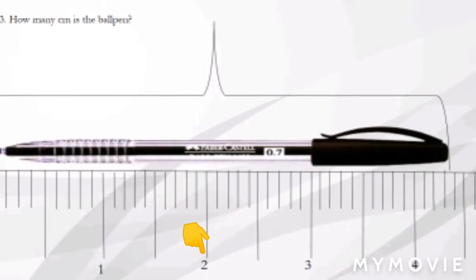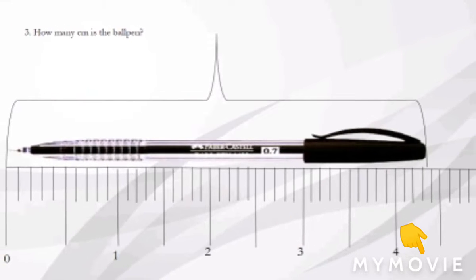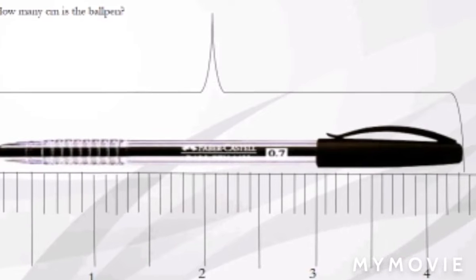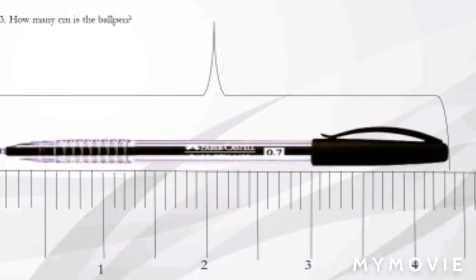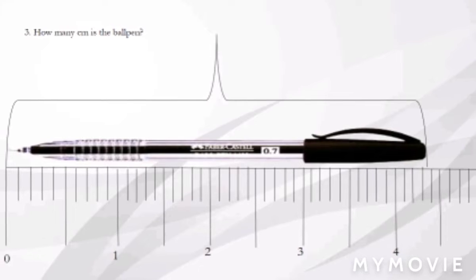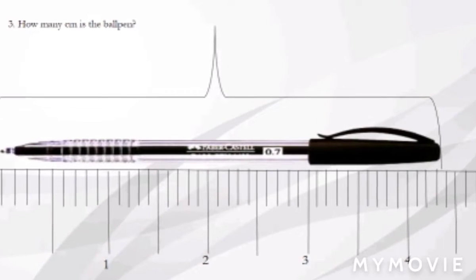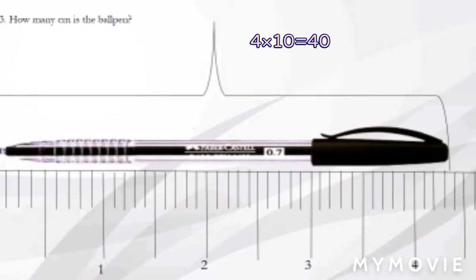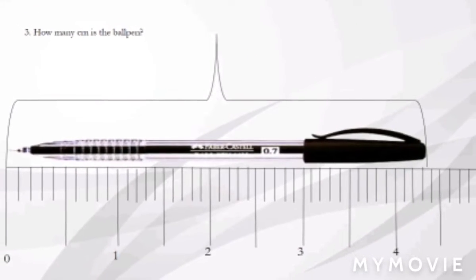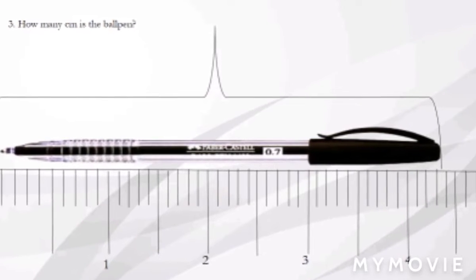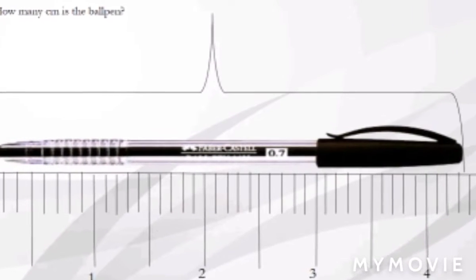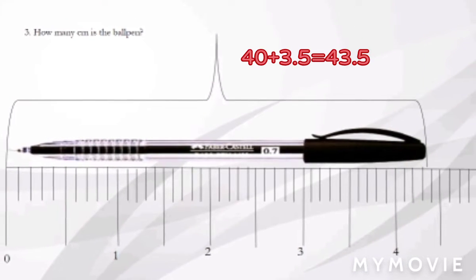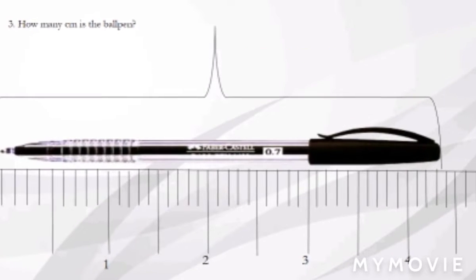So, let's start. 1, 2, 3, 4, and it exceeded 3.5 small lines. In 1 centimeter, it is equivalent to 10 millimeters. So, if we are going to multiply 4 times 10, it is equal to 40 millimeters if we are going to read it in millimeters. And it exceeded 3.5, so 40 plus 3.5 is equal to 43.5.